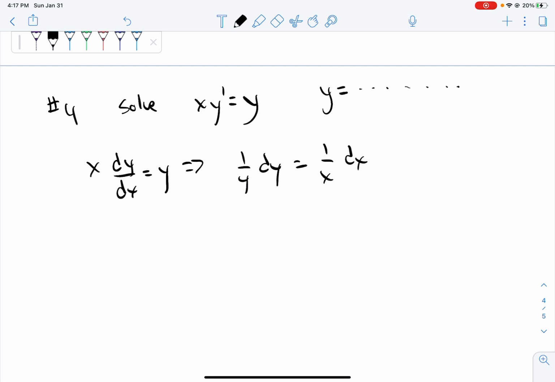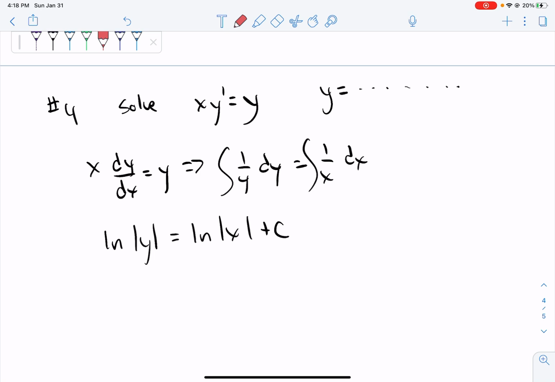And that's going to make it a lot easier because now when I integrate, my dy's are on top, they're not on the bottom. Makes our life a lot easier. So when I integrate both sides, we are going to end up with, the nice thing, 1 over y dy just becomes the natural log of the absolute value of y. And 1 over x dx becomes the natural log of the absolute value of x plus c.